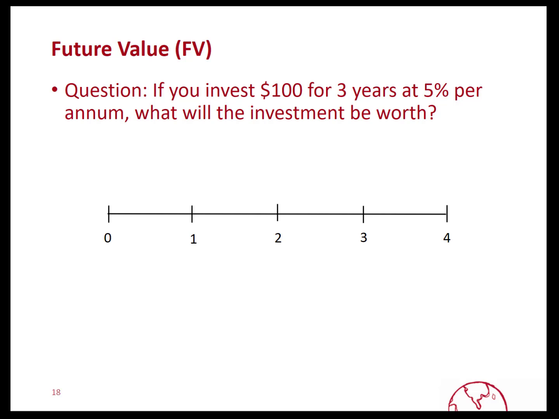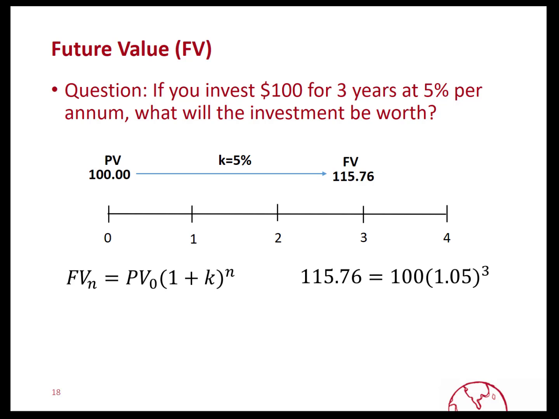So let's reverse the formula and calculate a future value. If you invest $100 today for 3 years at 5% per annum, what will be the investment at the end of 3 years? Notice that my timeline has 4 periods, but I'm asking you to calculate the future value at the end of 3 years. You invest $100 today, that's the present value. It grows at 5%, and as we calculated several moments ago, the future value is going to be $115.76. Again, it's just a question of plugging the inputs into this formula, or you could use Excel or a calculator.